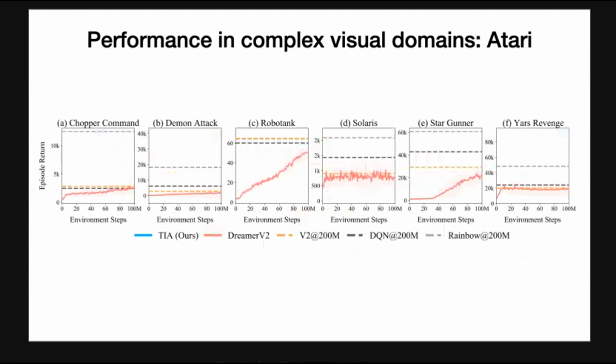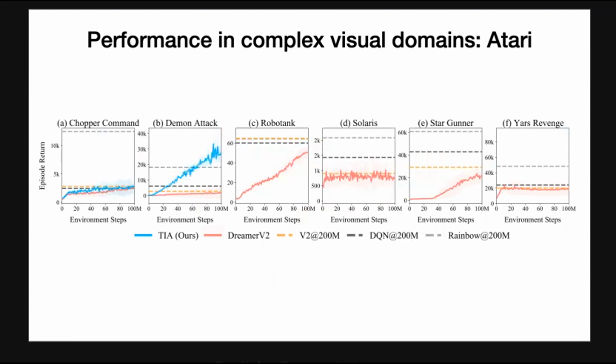We also present results on Atari games. Atari games naturally contain visual distractors, and our method improved over Dreamer's performance in several games. We compare it to Dreamer and strong model-free baselines such as DQN and Rainbow DQN. In Demon Attack and Yars' Revenge, our method in blue outperforms these strong baselines that are actually trained for 200 million steps, whereas our method is only trained for 100 million steps.